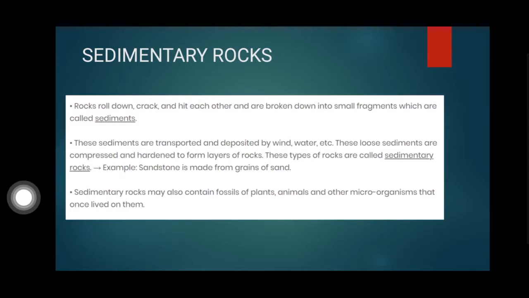Sedimentary rocks may also contain fossils of plants, animals and other microorganisms that once lived on them. So fossils, what is fossils? Dead remains of plants, animals and other microorganisms.